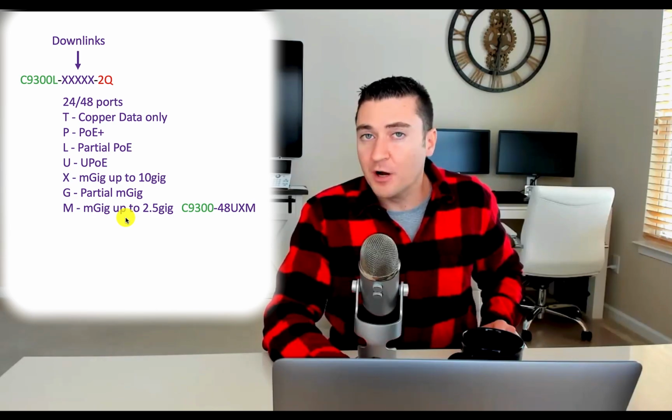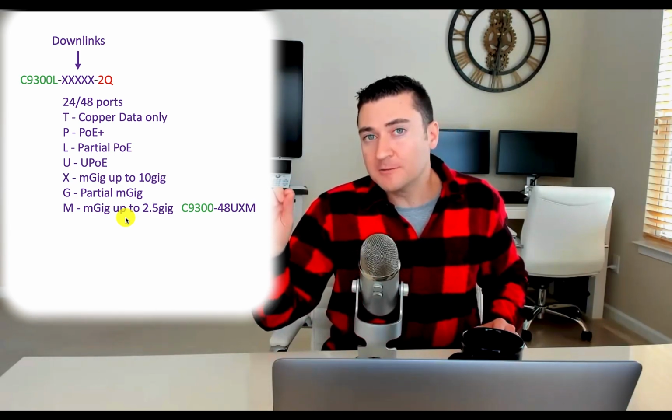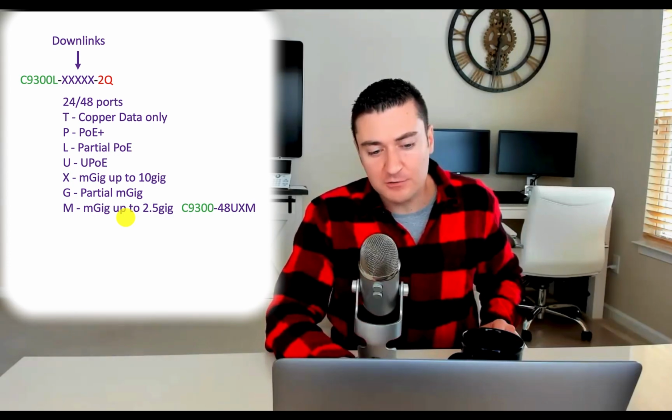Next, we'll go through M, and what the M means is it's M gig, but only up to 2.5 gigabits per second on those downlink ports. So you can take a look here at this example SKU. It's a 48 port UPOE. We're going to have some ports that are 10 gig, and then we're also going to have some ports that are M gig up to 2.5 gigabits per second.